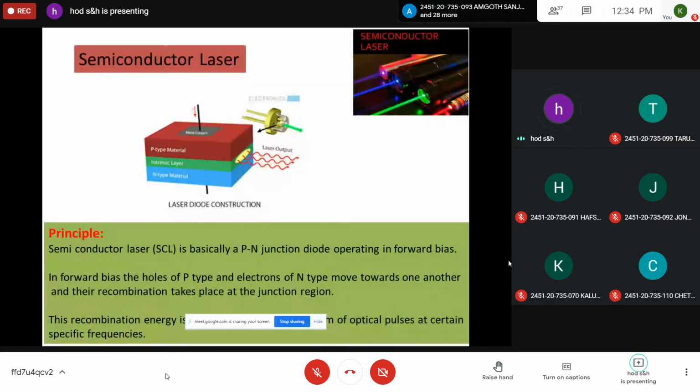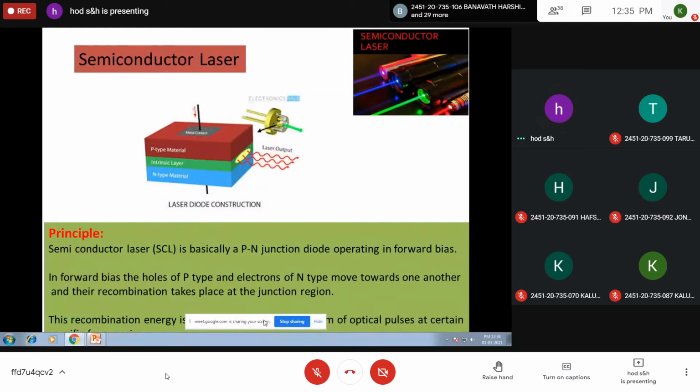Is this presentation visible, students? Yes, sir. Okay. Take the heading semiconductor laser and take the diagram first. Then I will start the explanation. Take this diagram, semiconductor laser. N-type material, intrinsic layer, P-type material.